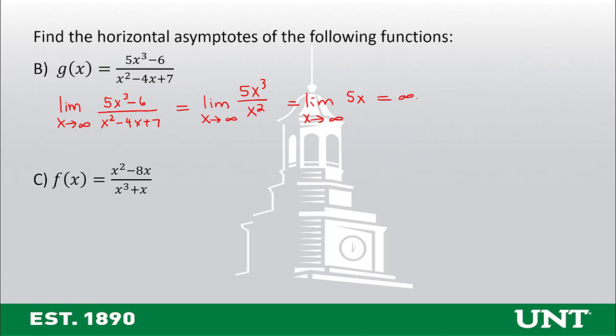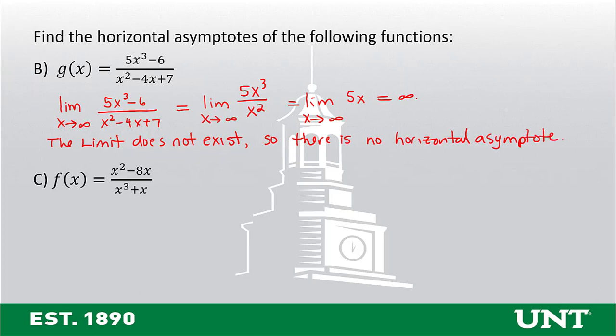x approaches infinity of 5x cubed over x squared. And that simplifies to the limit as x approaches infinity of 5x. In this expression, when we let x approach infinity, the entire expression goes to infinity. Remember, if the limit approaches infinity or negative infinity, then the limit does not exist. And since the limit does not exist, there is no horizontal asymptote.